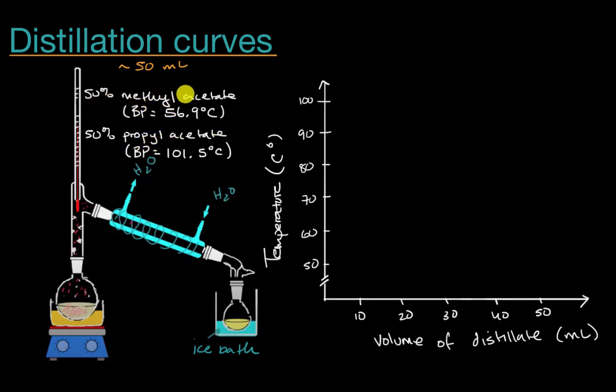If you don't know what methyl acetate or propyl acetate are, not a big deal. But what's interesting is the difference in their boiling points. The boiling point of methyl acetate is 56.9 degrees Celsius, while the boiling point of propyl acetate is a lot higher, 101.5 degrees Celsius. And so you can imagine, as we have this fractional distillation setup, we're going to be able to separate these quite readily because of those differences in boiling point.